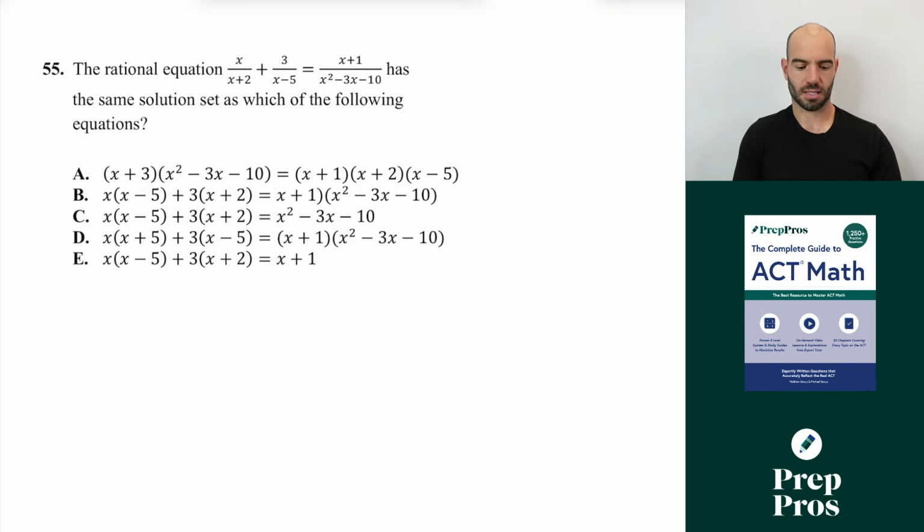55 is a definite stumper at the back of the test. We're given this rational equation, x over x plus 2 plus 3 over x minus 5 equals x plus 1 over x squared minus 3x minus 10, and asked which of these has the same solution set. So it's pretty confusing to even know what this is asking you.